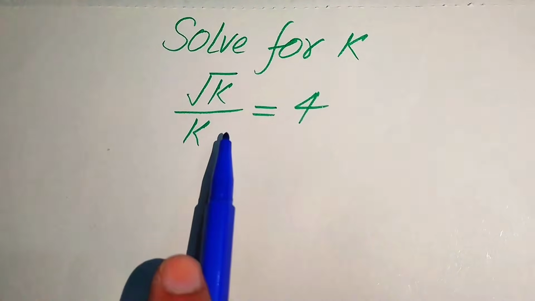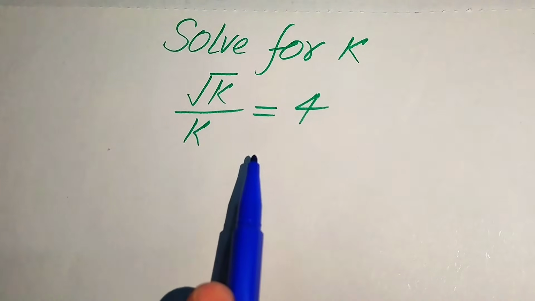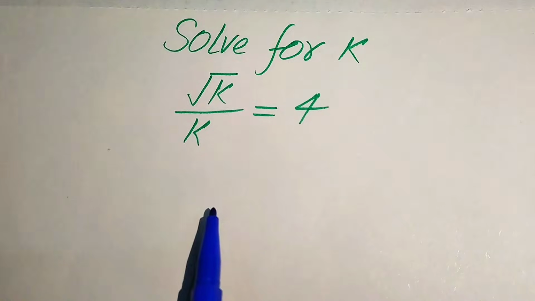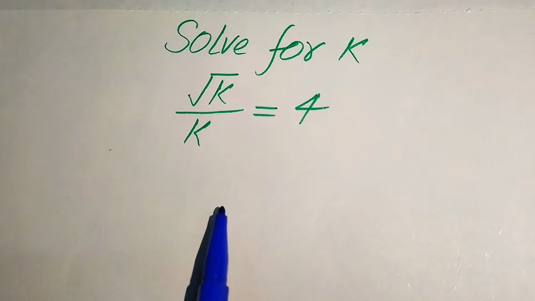So here we have the equation: the square root of k divided by k is equal to 4, and we solve this problem for all the values of k. Here we solve this problem using two methods.